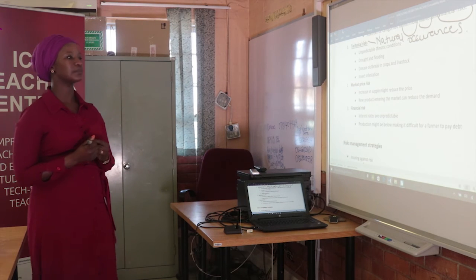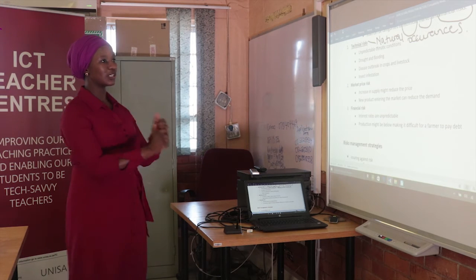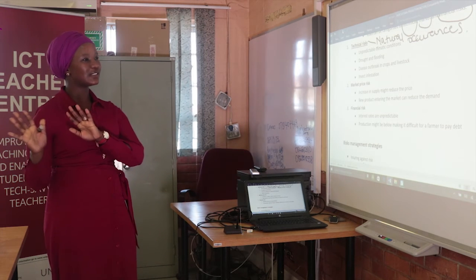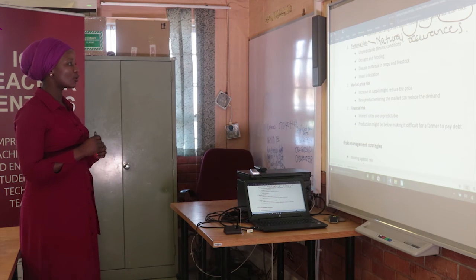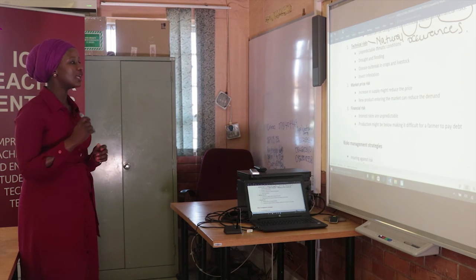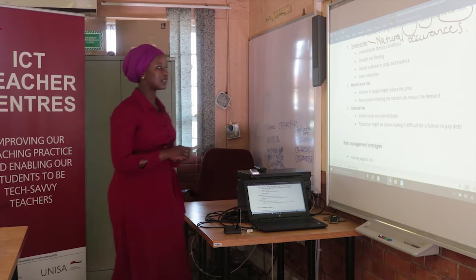Insect infestation. A very common example is locusts. Those insects can come in numbers, and they damage the crops, and that turns out to be a loss on a farm. Another risk that you are having is a market price risk.